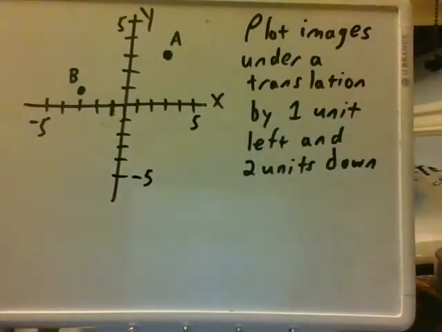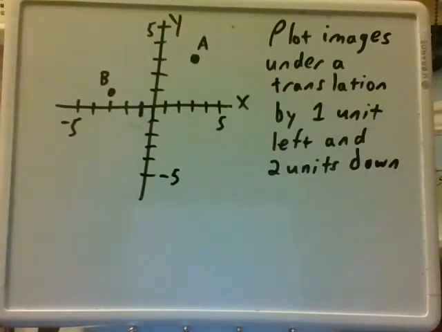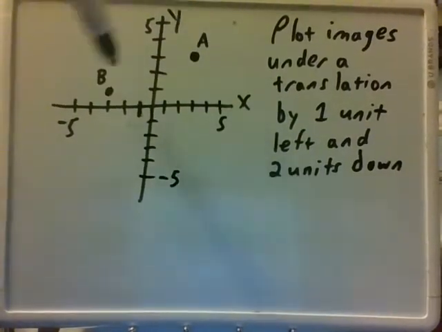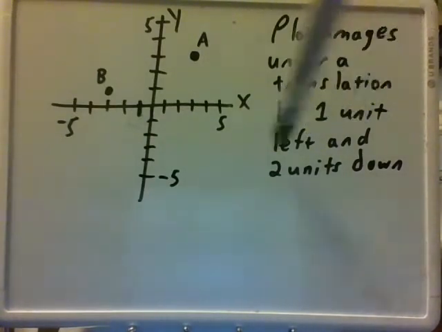I'm going to show you this. I wasn't able to write all the numbers on there just because of room, but we can still go through this. Let's say that you got 2 points here, A and B. Now, your purpose here is to put new points after the move, or after the translation. So, let's say I'm going to plot the images. That means that you're going to write new images. You're going to put new dots on here under a translation. So that means move. You're going to move these points and put them somewhere else. You're going to move them by 1 unit left and 2 units down.